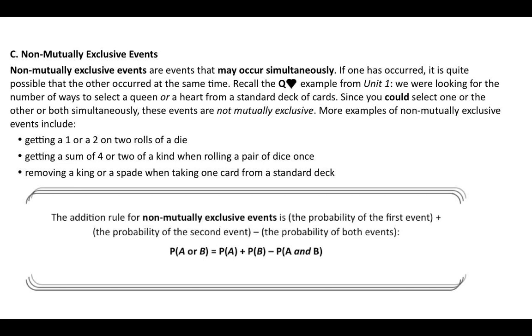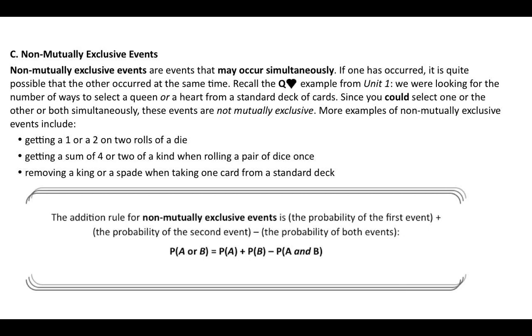And recall that very first example we did in Unit 1, where we said, what's the probability of getting a queen or a heart? And we're like, oh, well, you can be a queen and not a heart. You can be a heart and not a queen, but you can also be a queen of hearts. So you can see that there is an area of overlap. There is a possibility that an outcome could be simultaneously both of those things. And so that is what makes that a non-mutually exclusive event.